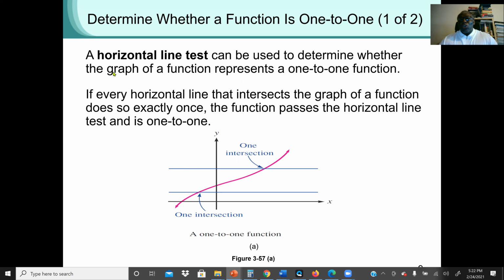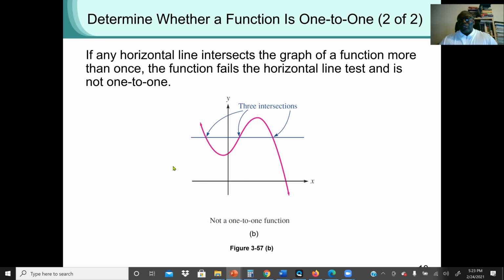As we said earlier, we also can use the horizontal line test to determine whether a function, in this case a graph, is one-to-one or not. In this example we have here, this is a one-to-one function. Why? Because the horizontal line touches only once, which means each x value, or input, will generate a different, unique output. So we have only one intersection with the horizontal line. If you have more than one, then it's not one-to-one.